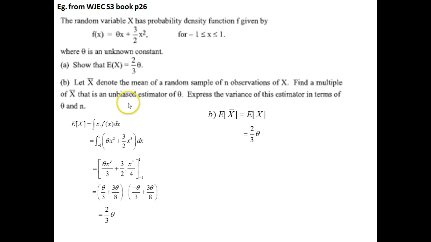If we want some multiple of x bar to be an unbiased estimator of theta, then we need to multiply x bar by 3 over 2, which would then mean that the expected value of 3 over 2 x bar is theta. So 3 over 2 x bar is an unbiased estimator of theta. We're getting expected value equal to theta.